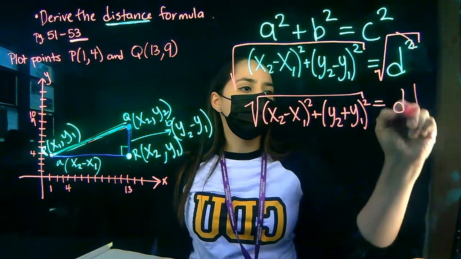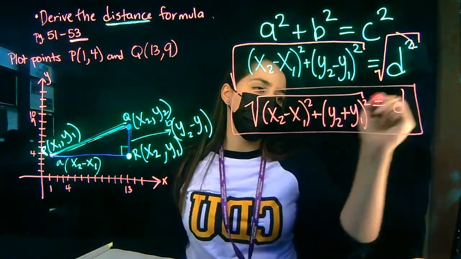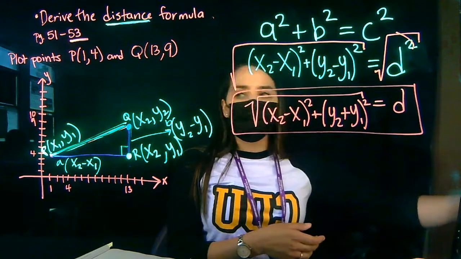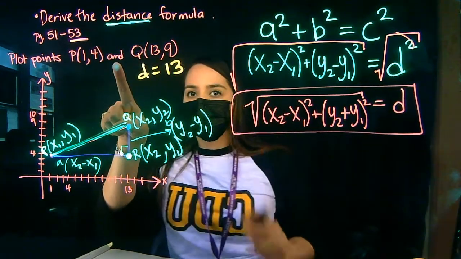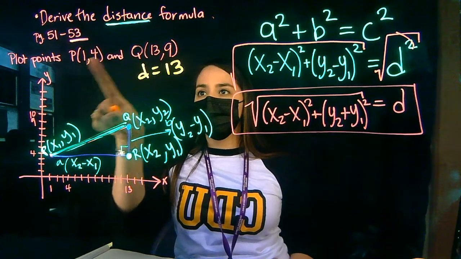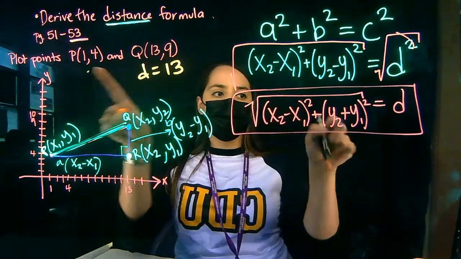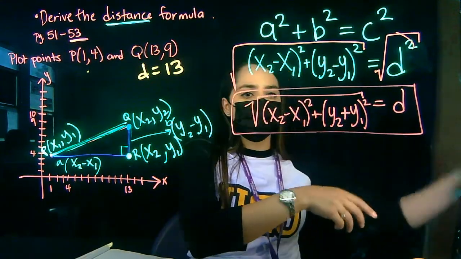Ms. Panameño, this is ugly. No, it's not. Let me show you how powerful it is. So in our first example, we found that the distance was 13, right? You were given 2 points. We can use the distance formula now. So let's use the distance formula.